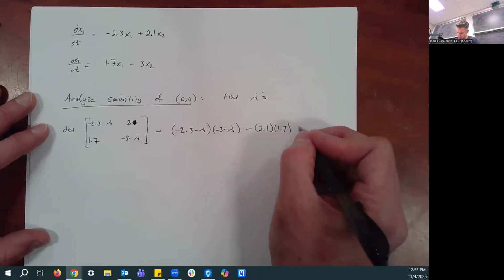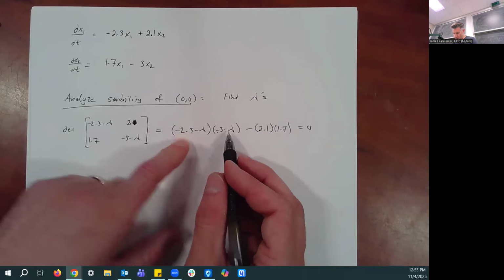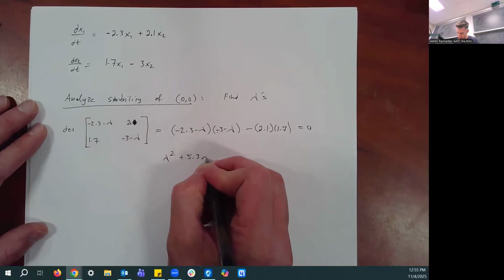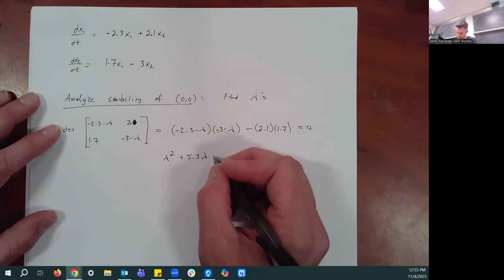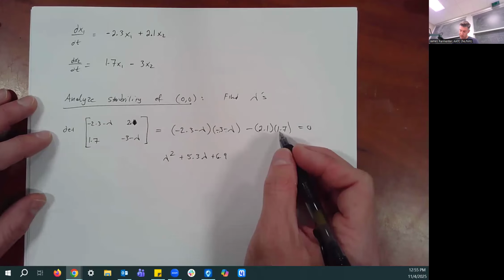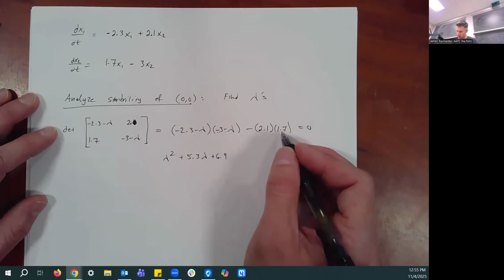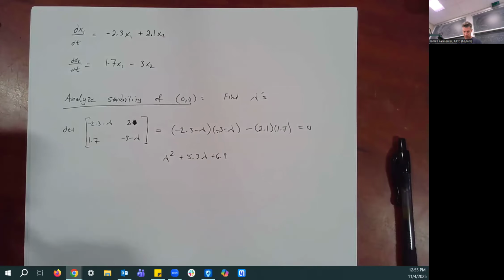Let's keep going though. So I've got lambda squared. I've got plus 3 lambda plus 2.3 lambda, which is plus 5.3 lambda. I've got negative 3 times negative 2.3. That's going to be 6.9. And then 2.1 times 1.7 is going to be, I think it's like 3.57. You can use a calculator. It's not a crime. Can I use a calculator? Maybe. 2.1 times 1.7. Yep, 3.57.